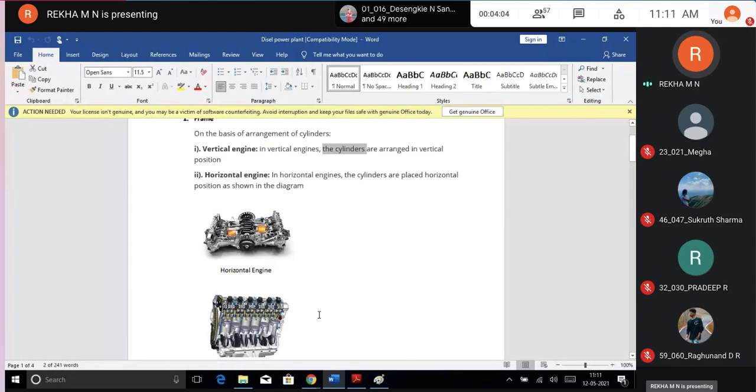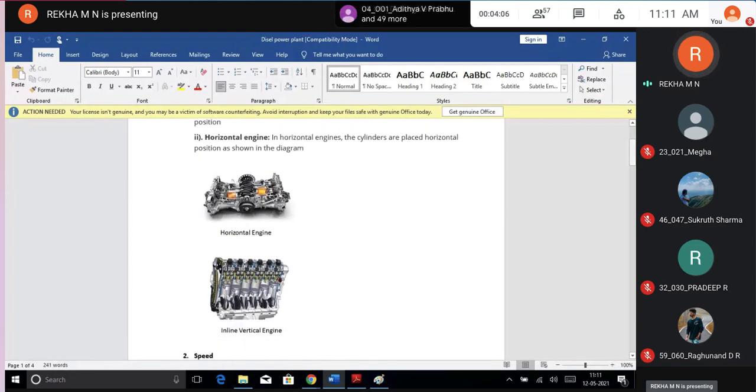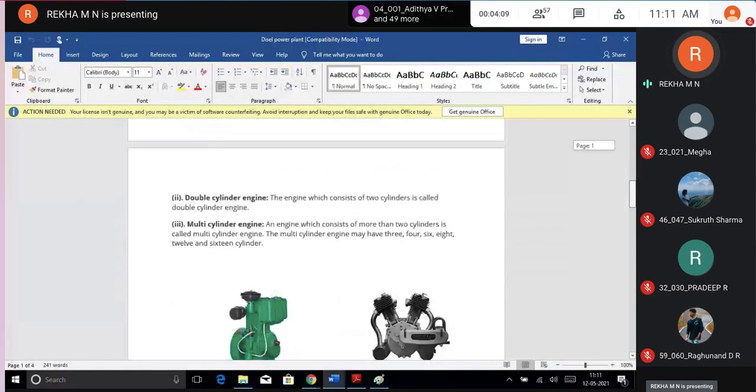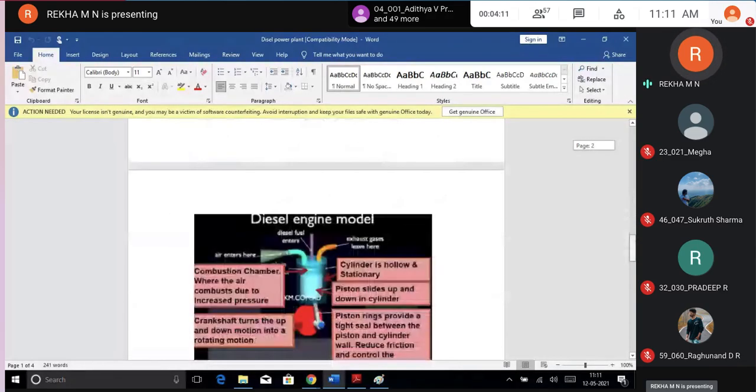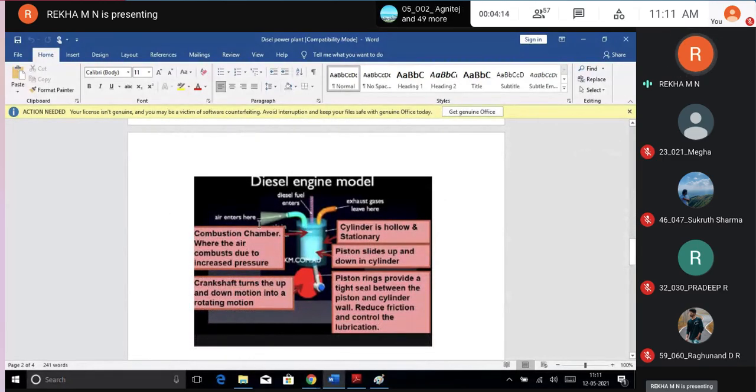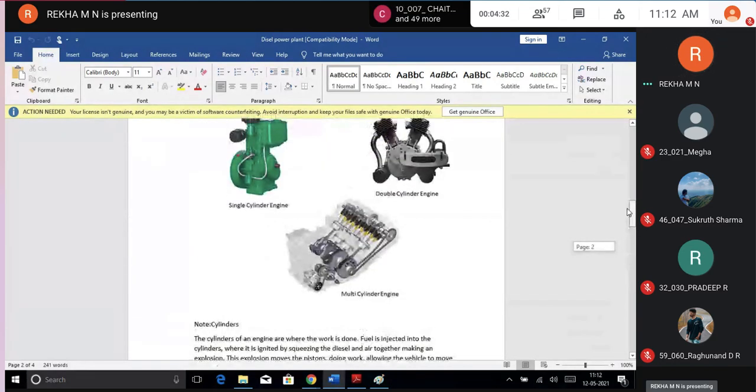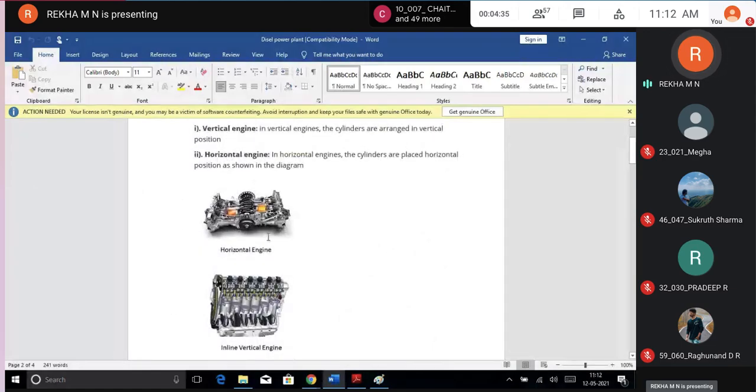Now the question is, what is a cylinder? Don't forget that in offline classes I used to tell you about combustion and all. Air will enter, exhaust gas, the fuel will be there, and the combustion will take place. So this complete thing is said to be a cylinder. Please understand, this is the crankshaft. Whatever the cylinder arrangement is, that is very important. So here the frame can be in a horizontal way or in a vertical way.